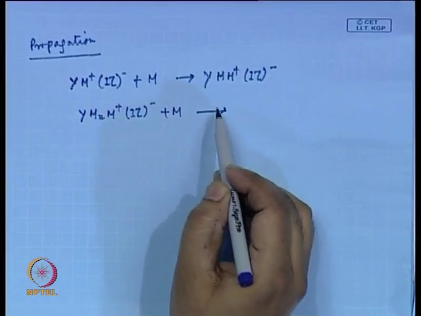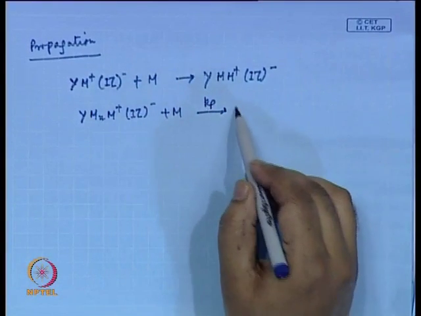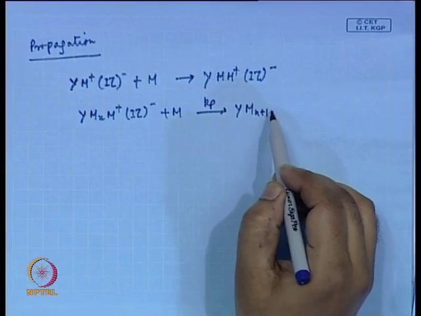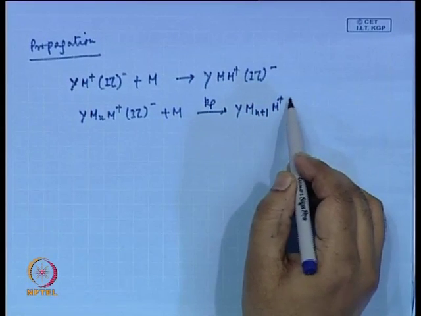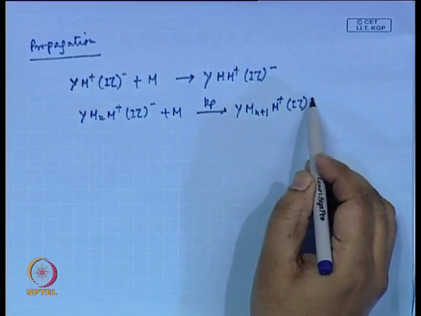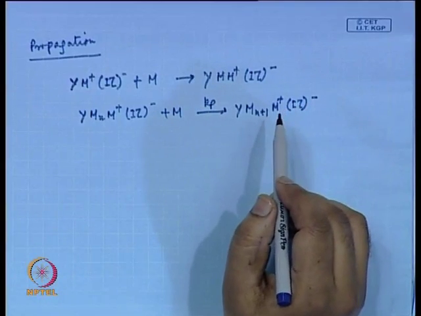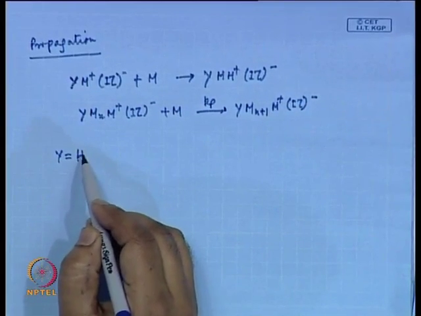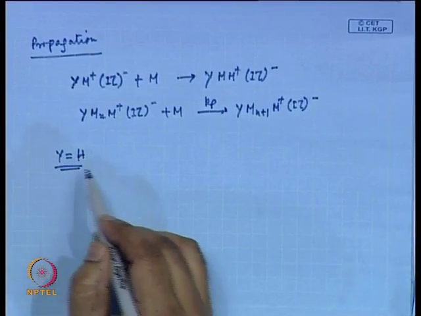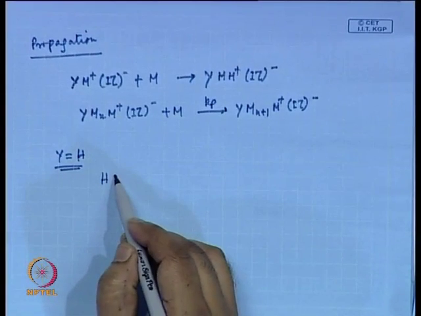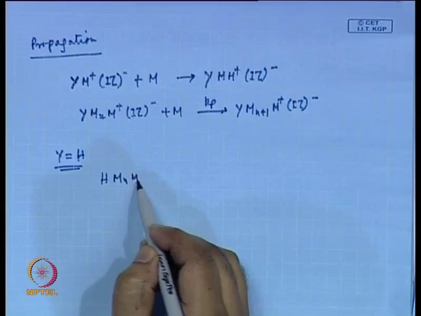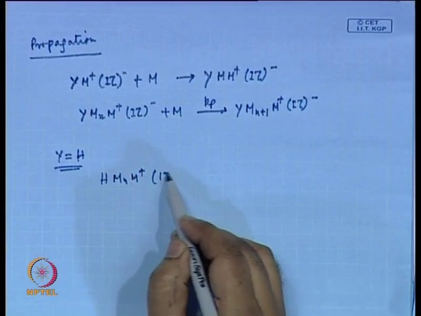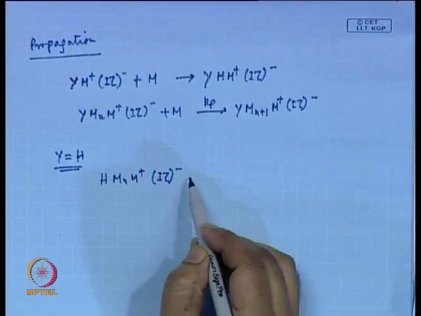plus M, with rate constant Kp, giving the propagating chain with n plus 1 units and the counter ion I z minus. If Y is H, the proton, we can write H M n M plus, I z minus.